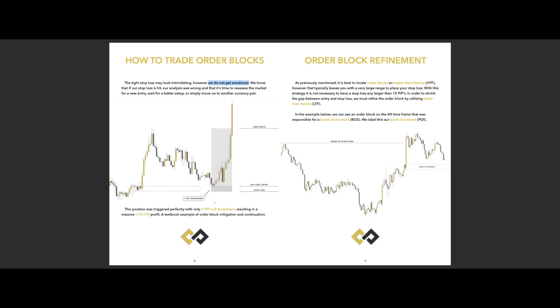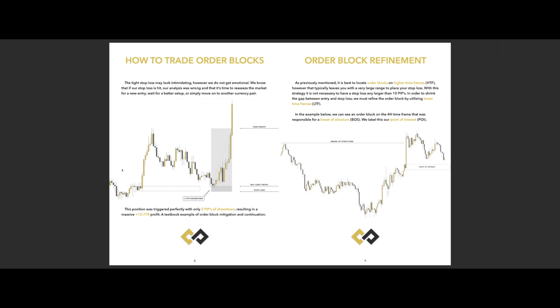So I don't need to have a stop loss way down here. I only need to have a stop loss at a point where I would be proven wrong, okay? It's very important to remember that. So yeah, I wrote that up here as well. We know that if our stop loss is hit, our analysis was wrong, and that it's time to reassess the market for a new entry, wait for a better setup, or simply move on to another currency pair. Okay, we don't get emotional about it.